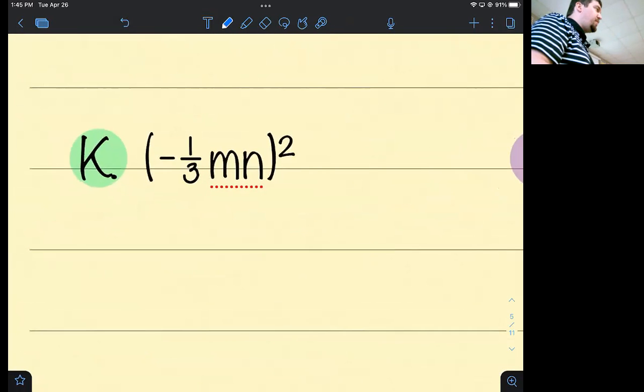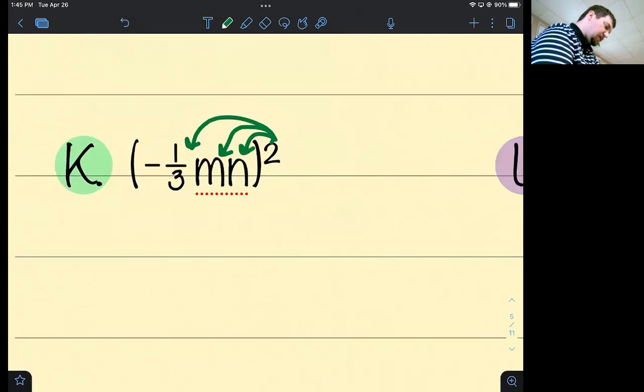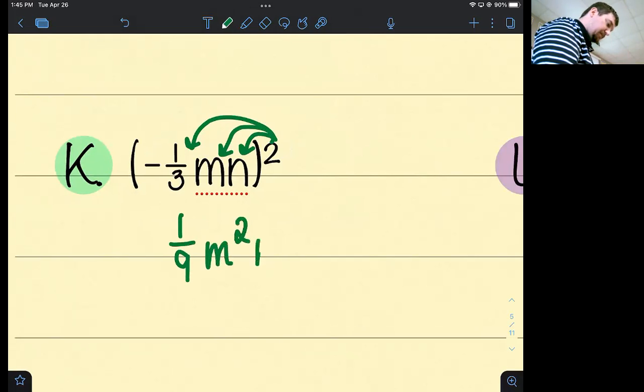Example K, negative 1/3 mn, all squared. Brady, walk me through this one. I agree with the 1/9, but what's a negative times a negative? It's going to go positive this time, isn't it? Remember we talked yesterday about even exponents. If you have a negative base raised to an even power, it's going to make it positive now. Keep going. That's right. 1/9 m squared n squared. Good job.